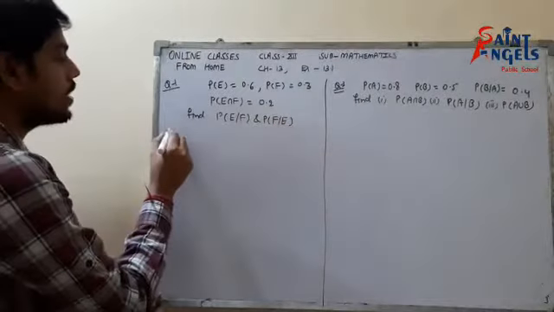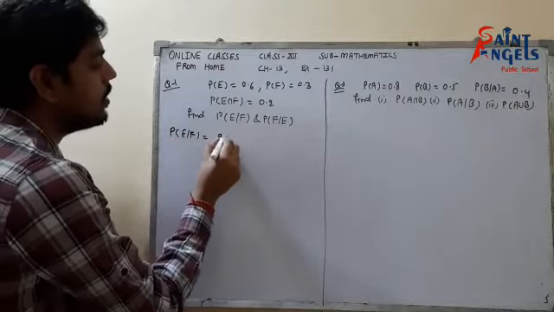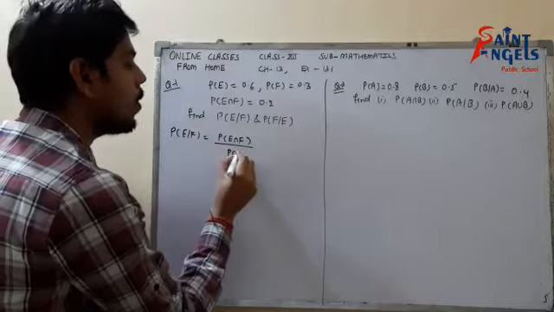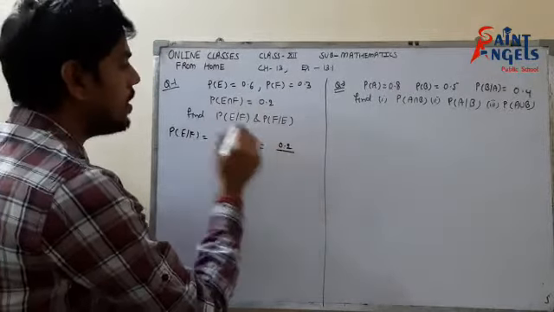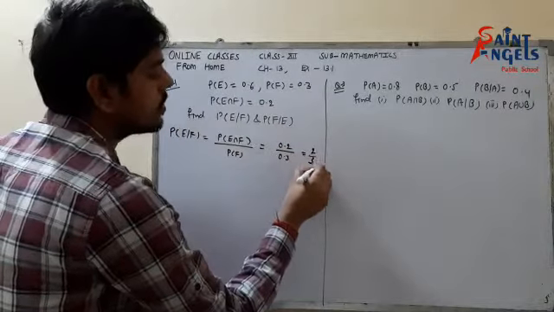So we all know that the formula of P(E|F) is P(E intersection F) upon P(F). So we have all the values. P(E intersection F) is 0.2 and P(F) is 0.3. So this is 2 by 3, the answer.